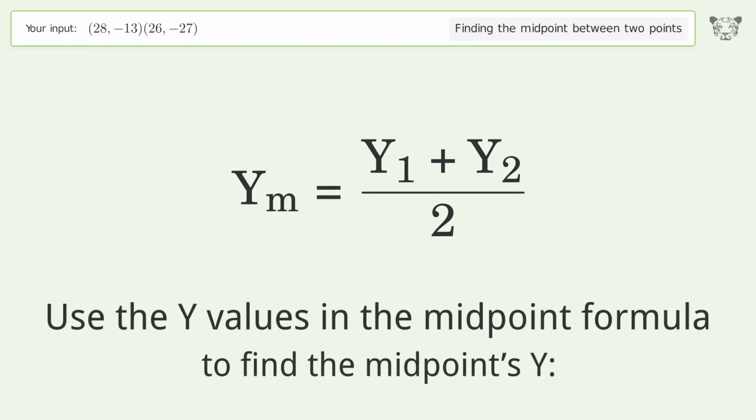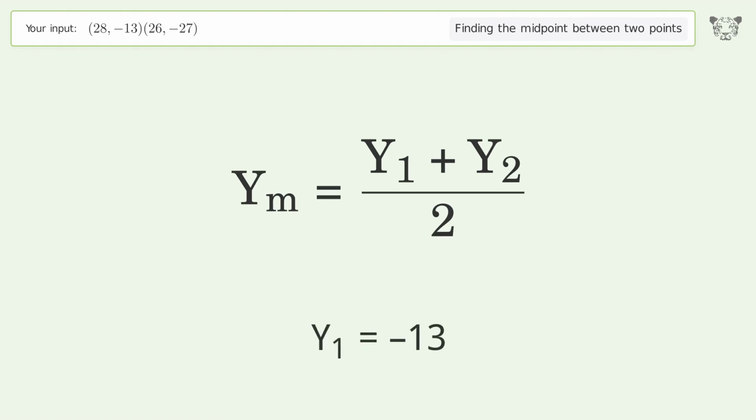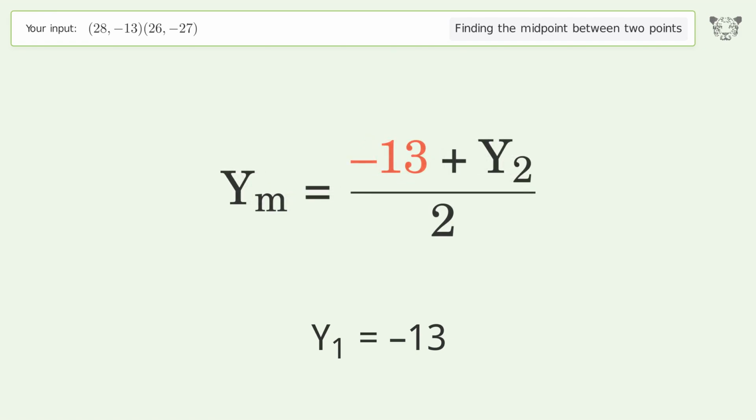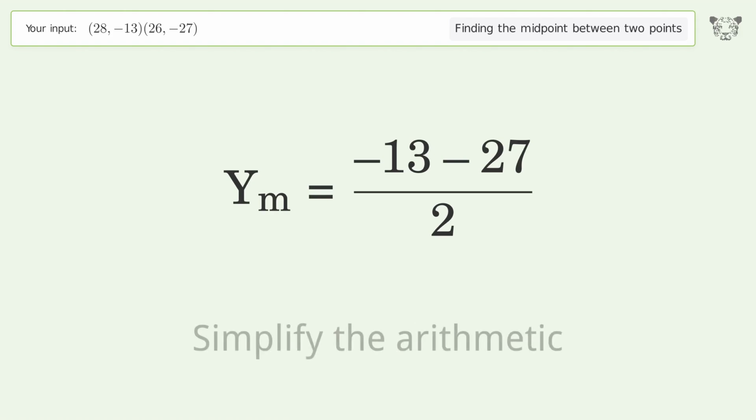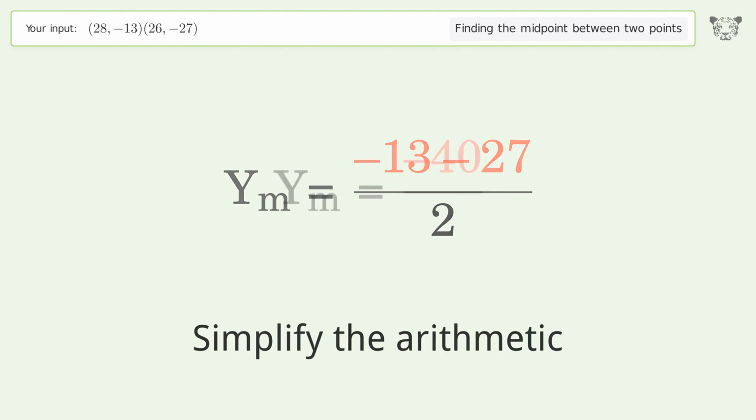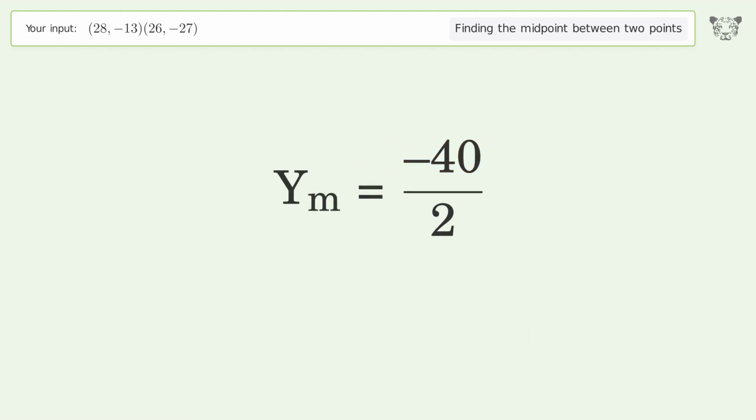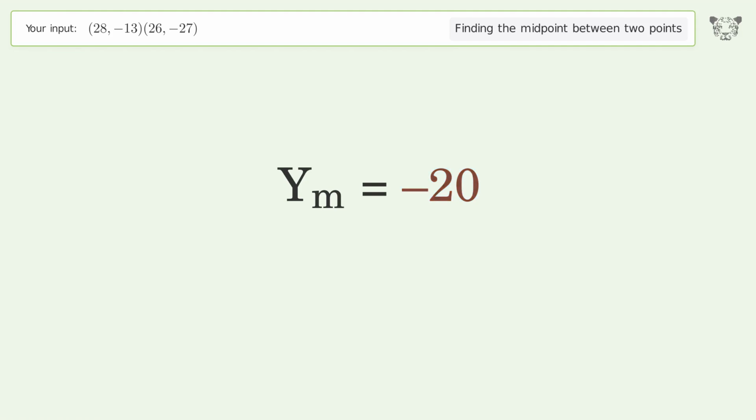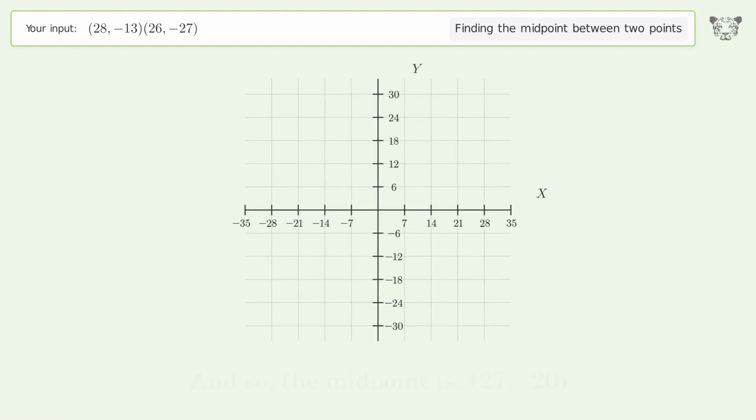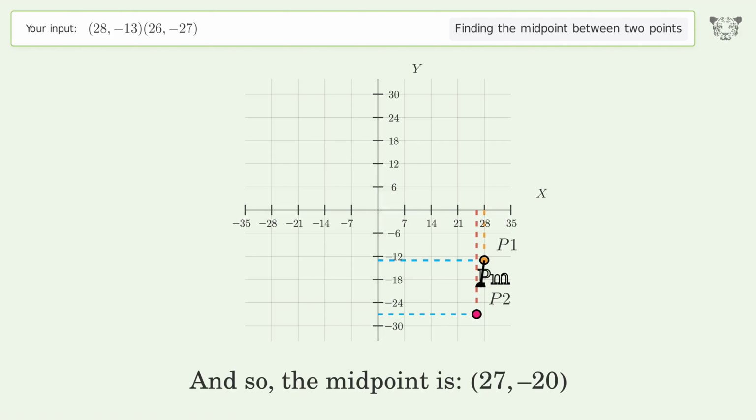Use the y values in the midpoint formula to find the midpoint's y. y1 equals -13. y2 equals -27. Simplify the arithmetic. And so, the midpoint is 27, -20.